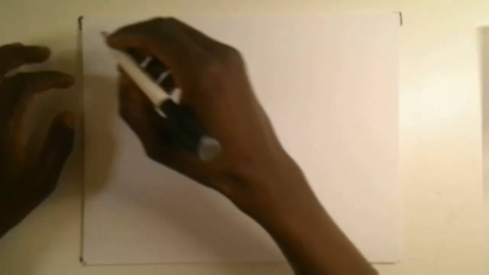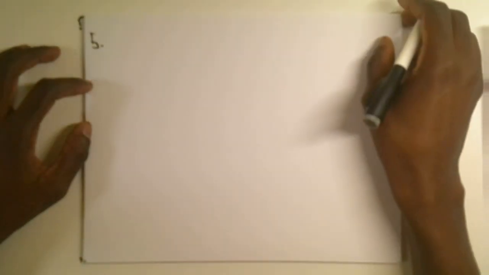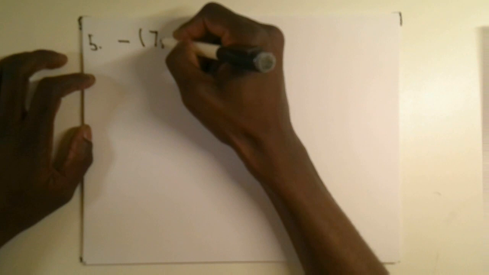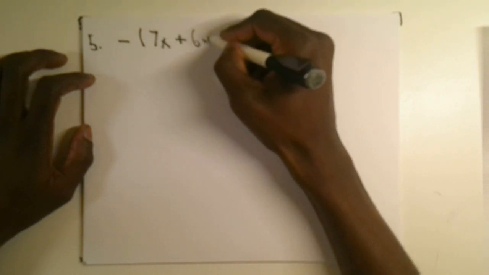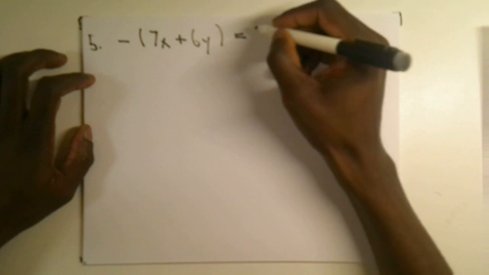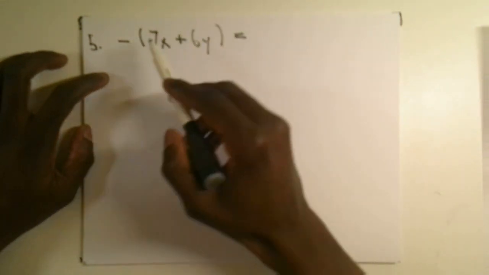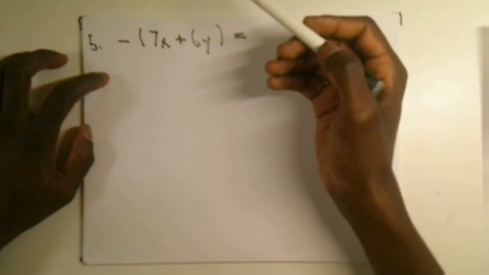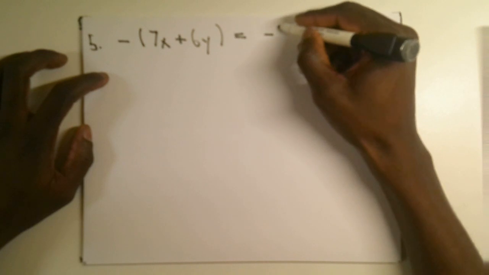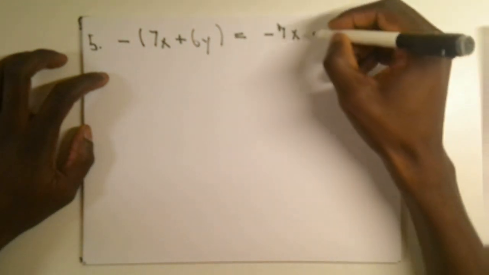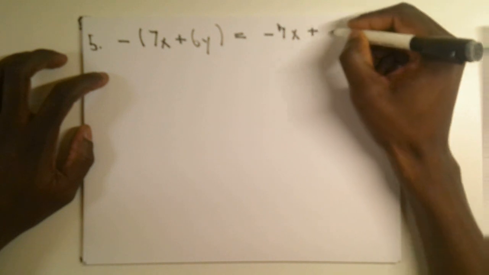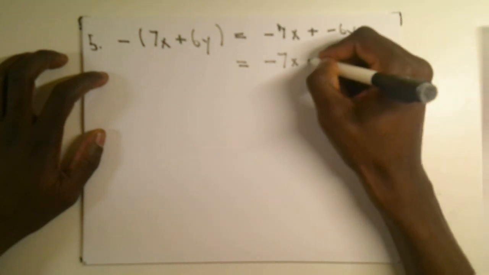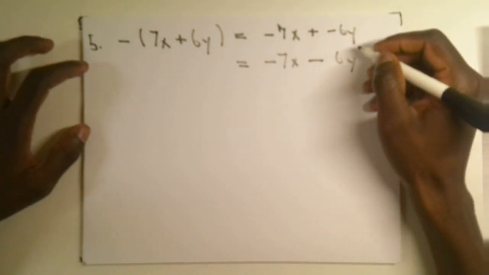Okay. I'm just going to finish with 2 more examples. So number 5. We'll see that if we have negative of 7x plus 6y, we will distribute this negative sign, or you can think of it as distributing negative 1. This equals negative 7x plus negative 6y, which equals negative 7x minus 6y.